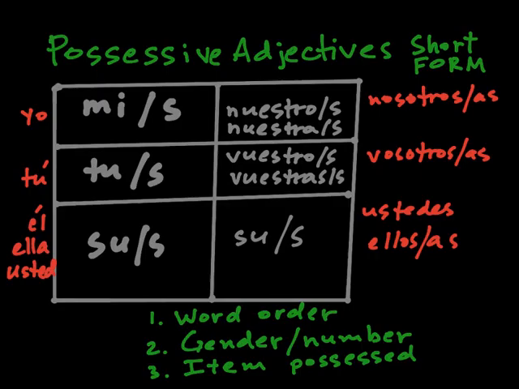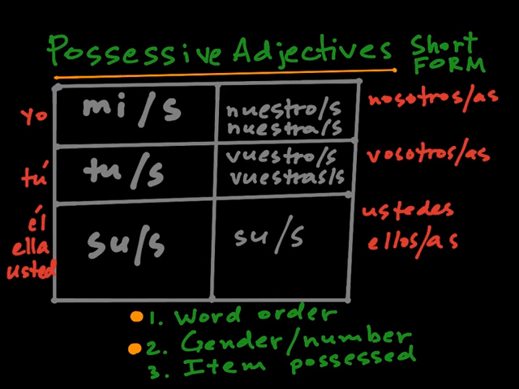So these are the possessive adjectives that you already know, the short form. Please remember, the most important thing is that the word order is different. Possessive adjectives in Spanish are used before nouns, unlike descriptive adjectives. Number two, in Spanish, every noun has a gender and a number, so the possessive adjectives will follow the nouns in number and gender.